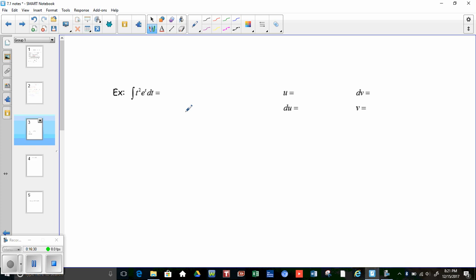Okay, this will probably be the last example, and then we'll come back and finish it up. So in this case, I've got t squared e to the t dt. So if you look at these two functions right here, t squared is a power function. E to the t is an exponential. According to our acronym LIPET, power functions come first. So that means my u is t squared. That means dv is everything else that's left. So it's e to the t dt.